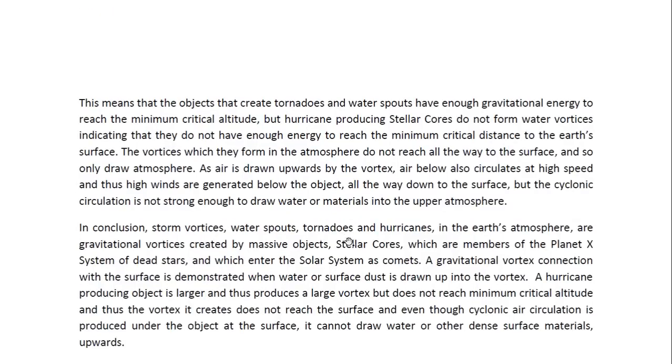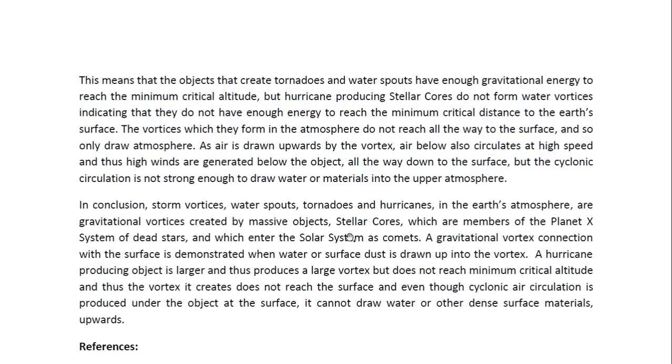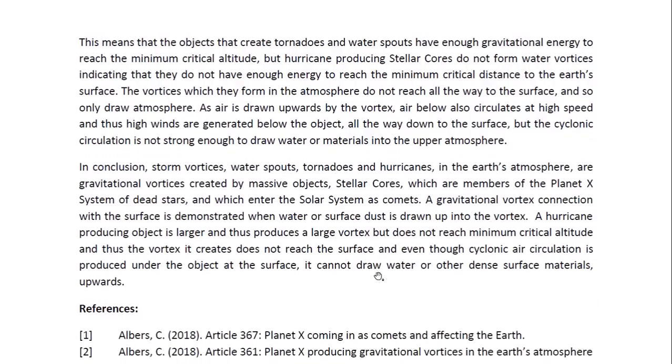This means that the objects that create tornadoes and waterspouts have enough gravitational energy to reach the minimum critical altitude, but hurricane-producing stellar cores do not form water vortices, indicating that they do not have enough energy to reach the minimum critical distance to the Earth's surface. The vortices which they form in the atmosphere do not reach all the way to the surface, and so only draw atmosphere. As air is drawn upwards by the vortex, air below also circulates at high speed, and thus high winds are generated below the object, all the way down to the surface. But the cyclonic circulation is not strong enough to draw water materials into the upper atmosphere.